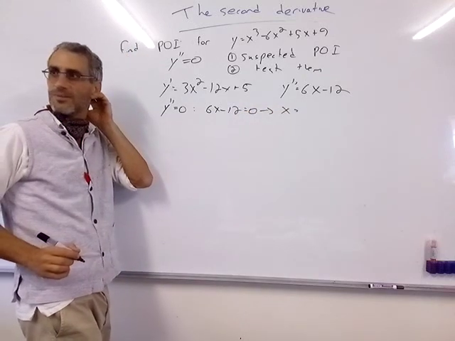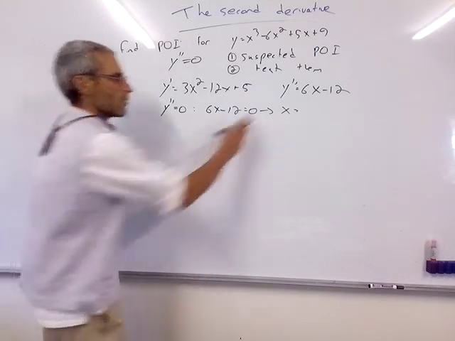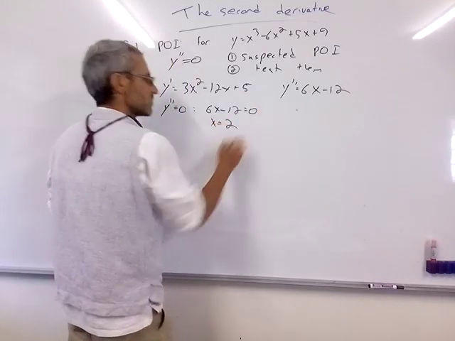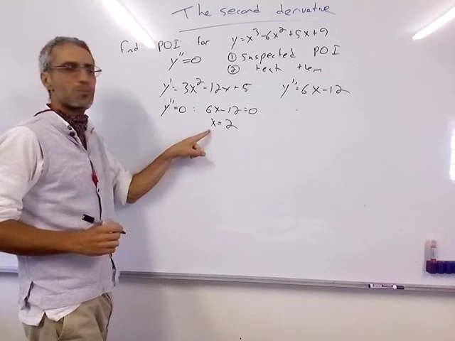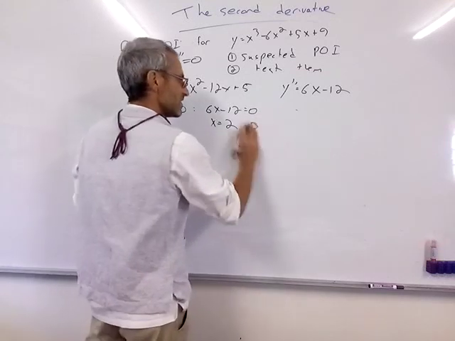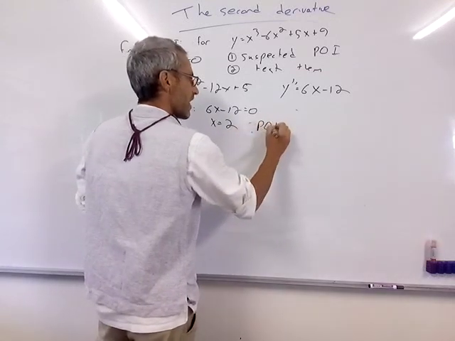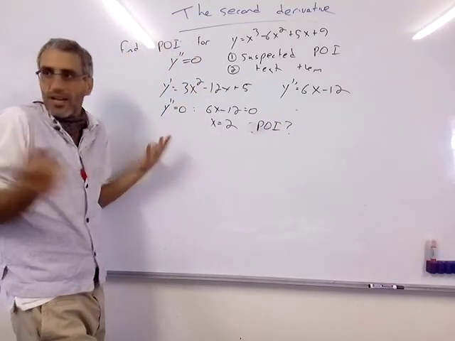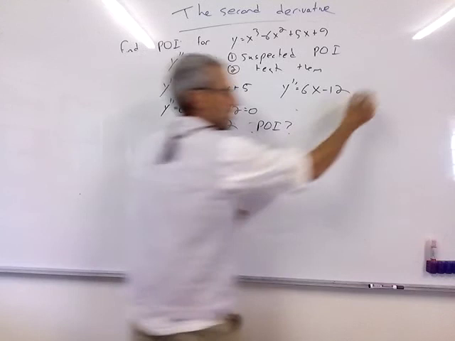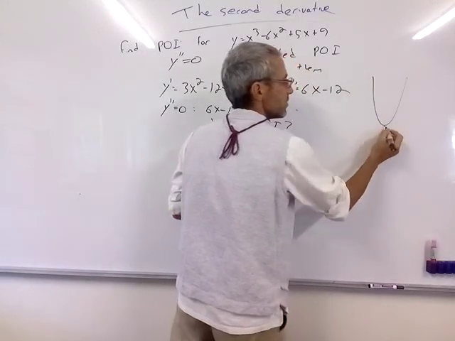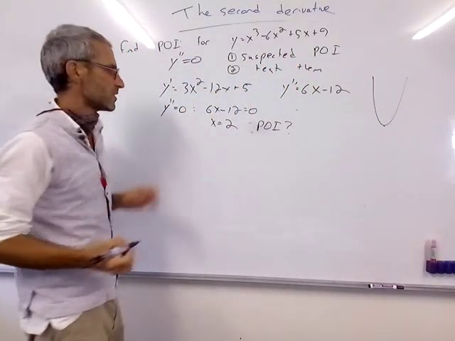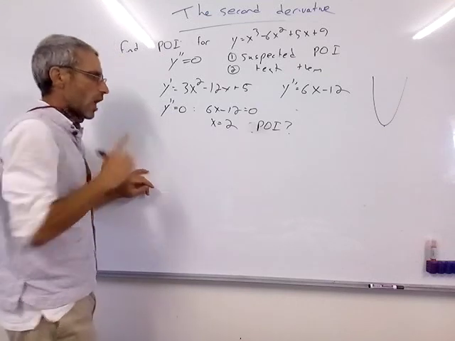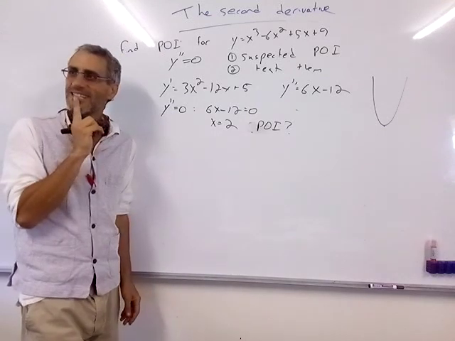We're solving for x. x equals 2. So that's our suspected POI, and I'll put a question mark, because it might not be one. Like we saw with x to the power 4, x equals 0 was a suspicious one, but it wasn't really. So how are we going to test it?